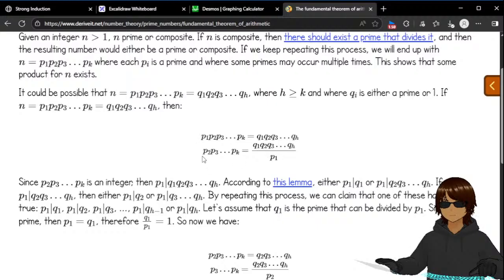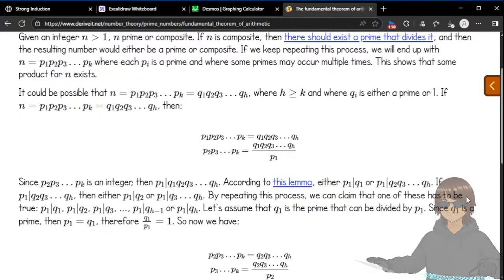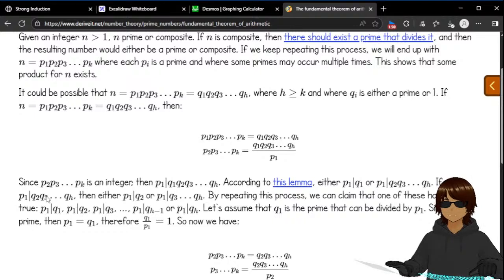Okay, this is an integer, then that means this division gives an integer, right? So p1 divides all of this. So either p1 divides q1 or p1 divides q2 or p1 divides q3, or so on. Okay, I think I wrote the same thing. By repeating this process, we can claim that one of these has to be true.